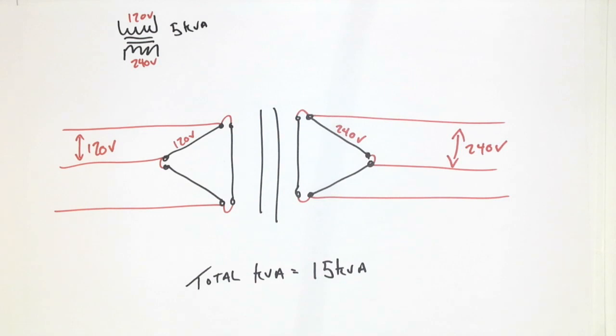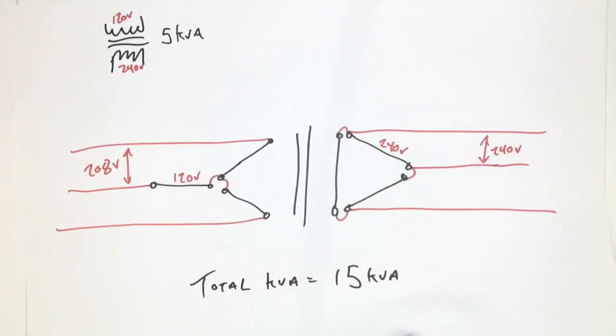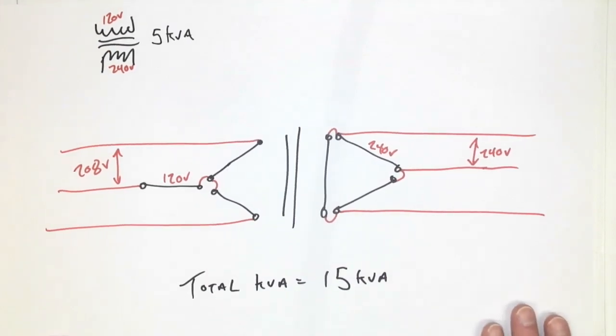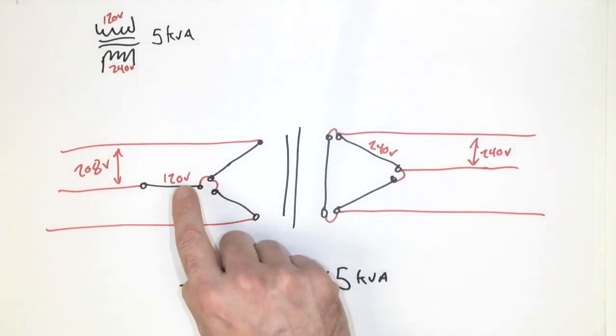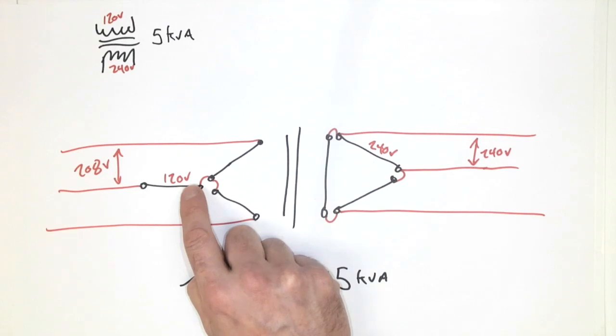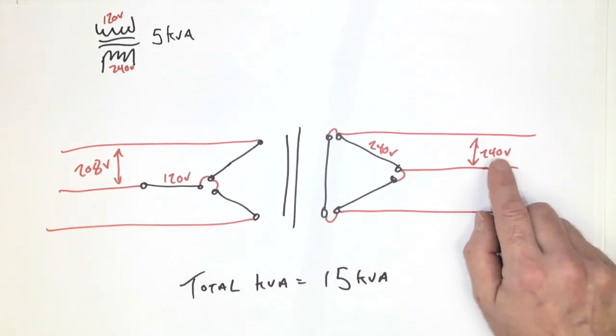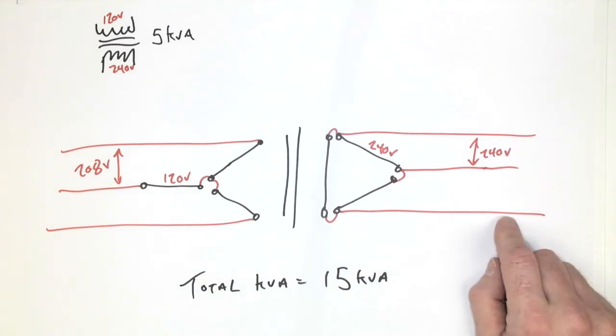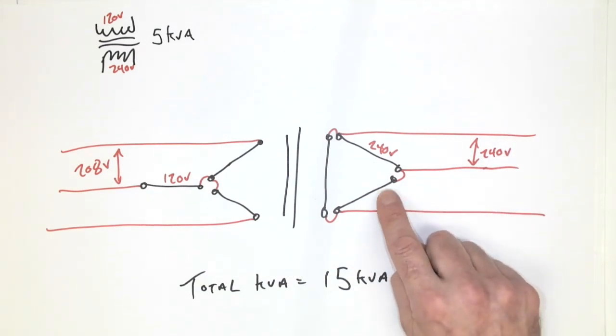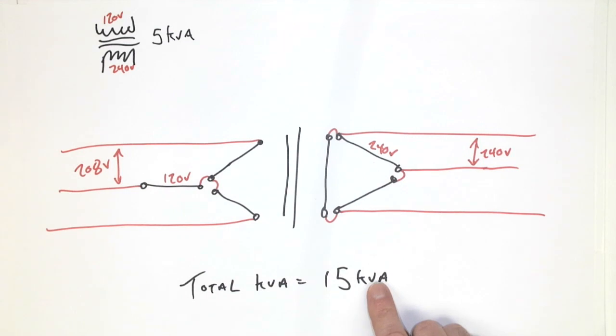Well, let's take a look at a blend of the two then. We're going to do a Y on the primary and delta on the secondary. Same transformers yet again. We have 120 to 240. This time on the Y side, I have a 208 volt source three-phase voltage, which is very common, and a 240 volt three-phase voltage on the secondary because I've connected them in delta. Again, total kVA is 15.